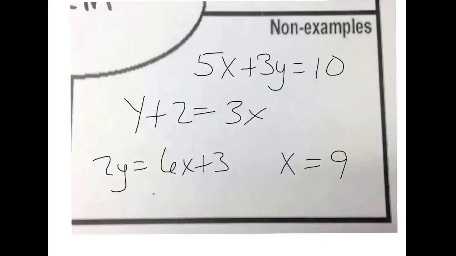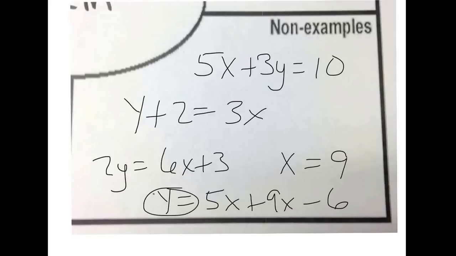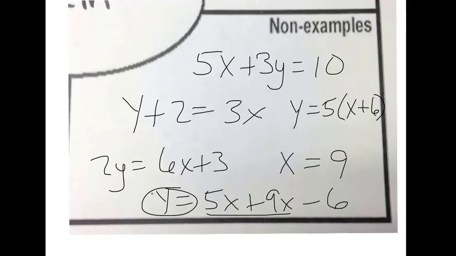Even this would be a non-example. Y equals 5x plus 9x minus 6. It's close. It is solved for y, but it's not in mx plus b form. These would need to be simplified. Same thing for something like this. Y equals 5 parentheses x plus 6. Not in y equals form either, just because it has some simplification stuff to do.